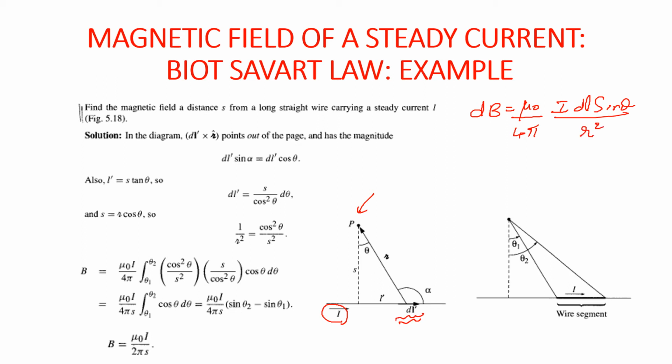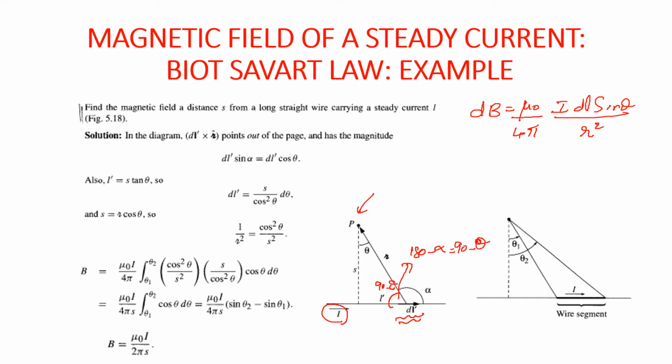But now we have to replace all these with the perpendicular distance between them, so in terms of s we have to write. For that, we have to rearrange all this. What you can write is that dl dash sine alpha is equal to dl dash cos theta, because you can see that here the angle is theta. So what will be the angle here? That will be 90 minus theta. That is also equal to 180 minus alpha, because it is a straight line. So 180 minus alpha can be equated to 90 minus theta.